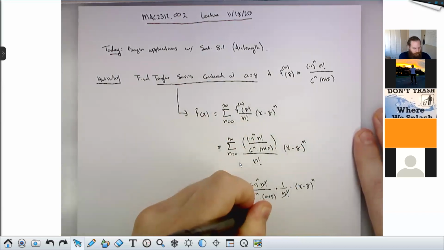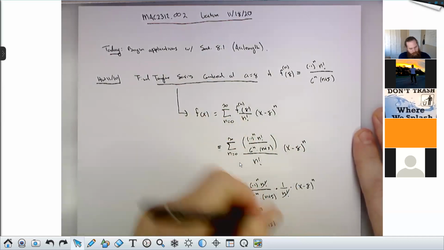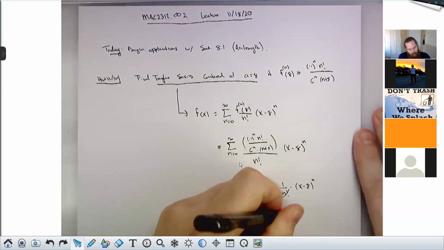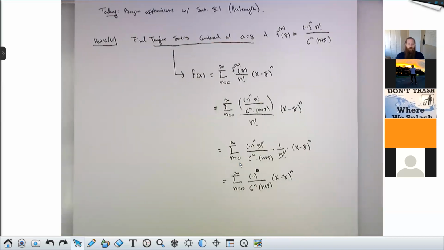Oh, (-1)^n over 6^n times (n+5) times (x-8)^n. That would be your final answer here. And if you want to find the interval and radius of convergence, you would run the ratio test.